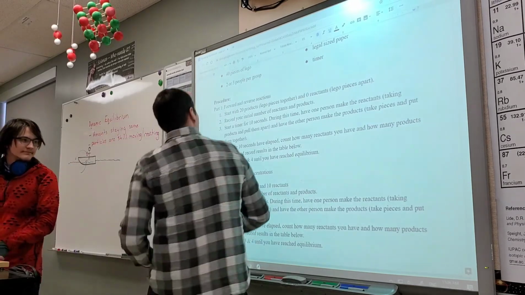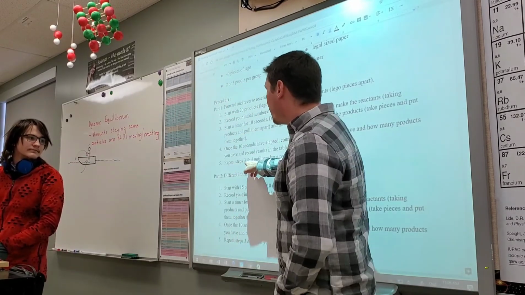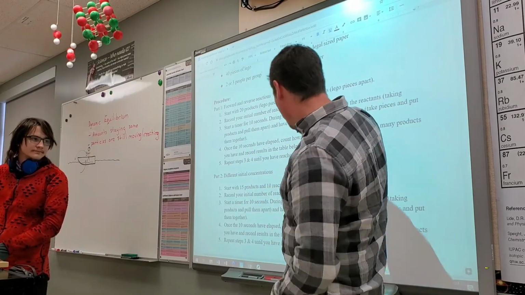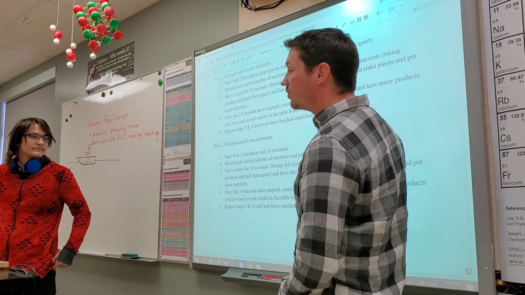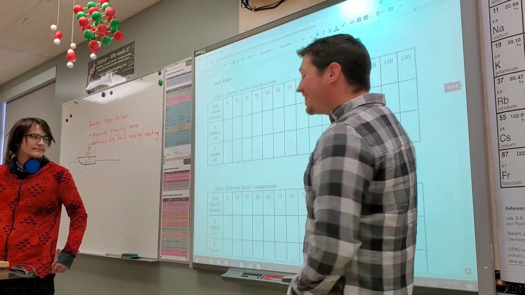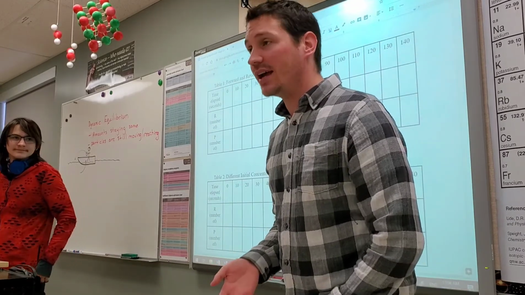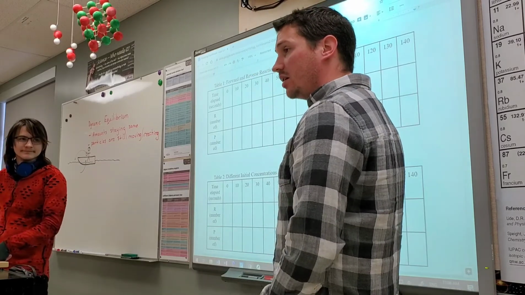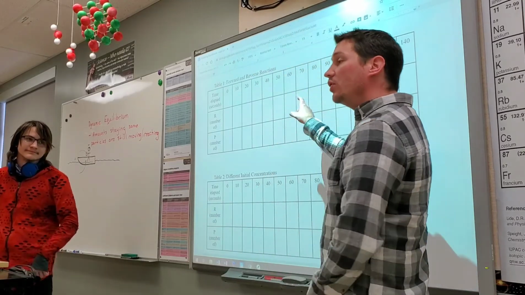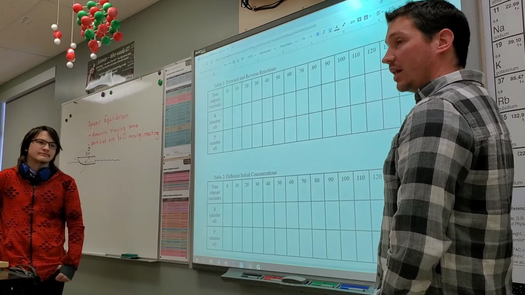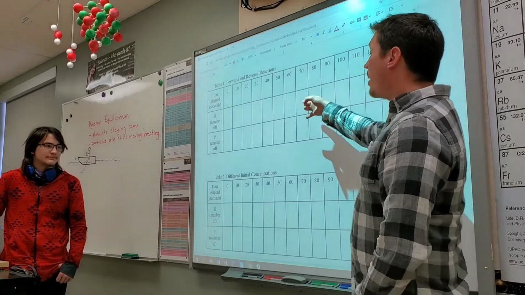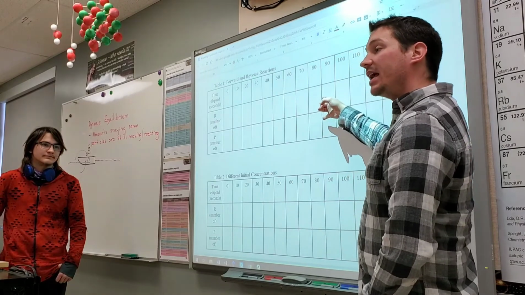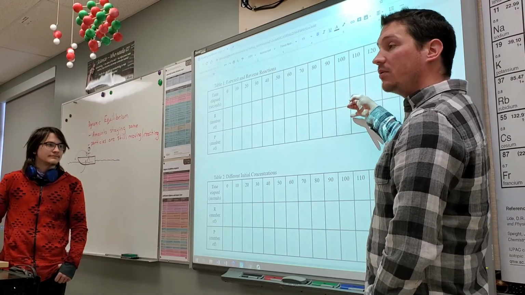We want to keep going. Repeat steps 3 and 4, so starting the timer and recording your reactants and products until you've reached equilibrium. Now, what does equilibrium look like in a chart like this? What is equilibrium going to look like in a chart like this? Once the numbers have stayed the same for maybe 2 or 3 rounds.